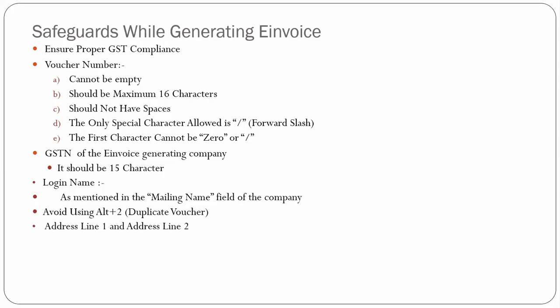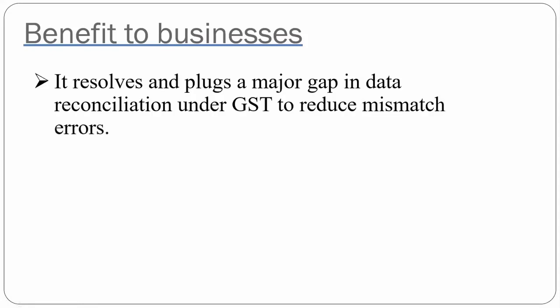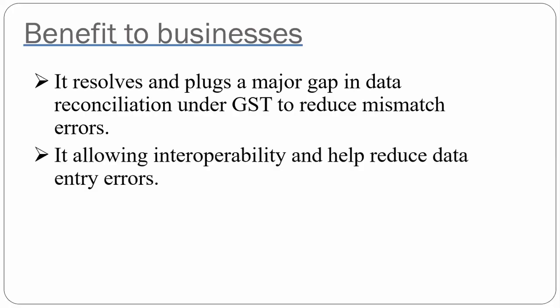Address 1 and address 2 lines should have a minimum of 3 and a maximum of 100 characters. That is very much required. A detailed document can also be available on request. Okay, so these are some of the safeguards, but there are a few more points that I have kept for you. Benefits to business: resolves reconciliation issues, interoperability, and reduces data entry errors.